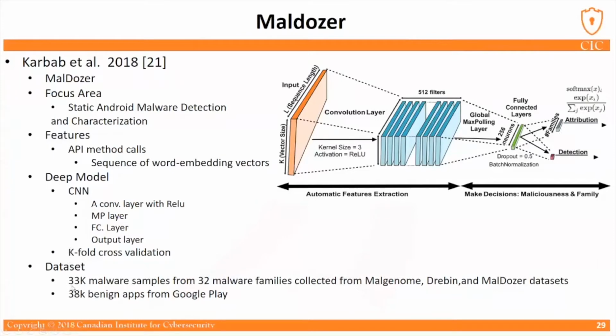And the dataset size is fairly big, 33K malware samples from 32 malware families from different sources: Malgenome, Drebin, and Maldozer. But the dataset is not that much updated. Most of them are from 2010 to 2012, and when running an unknown sample, their approach is not working that well. Their F1 score is at most 70% on the 2016 dataset, and they have about 60 to 80% F1 score for the samples between 2010 and 2012. So their approach is not working well on unknown malware samples.